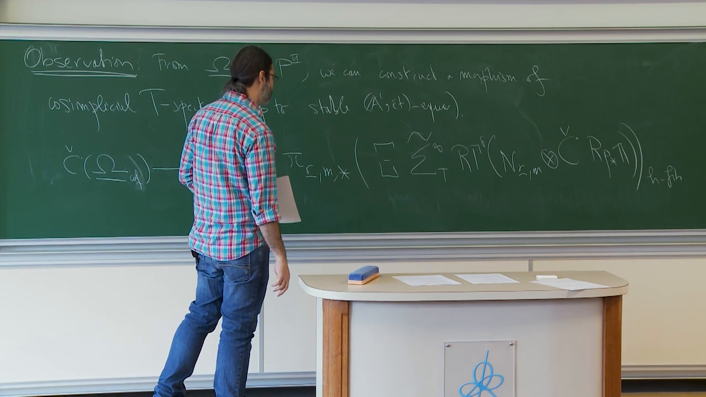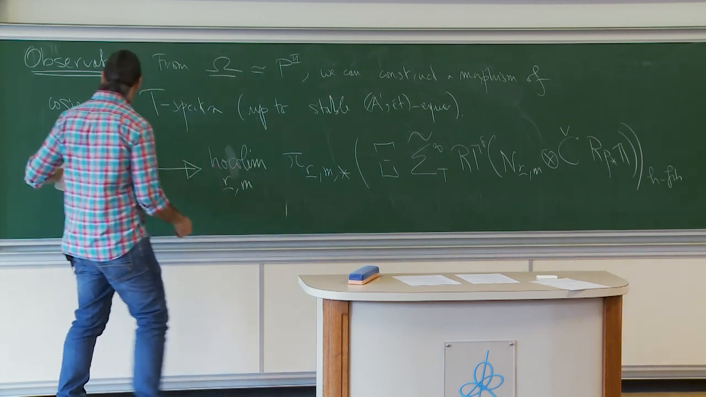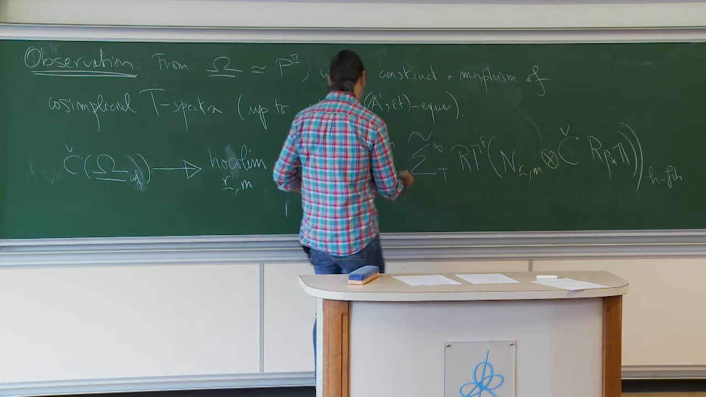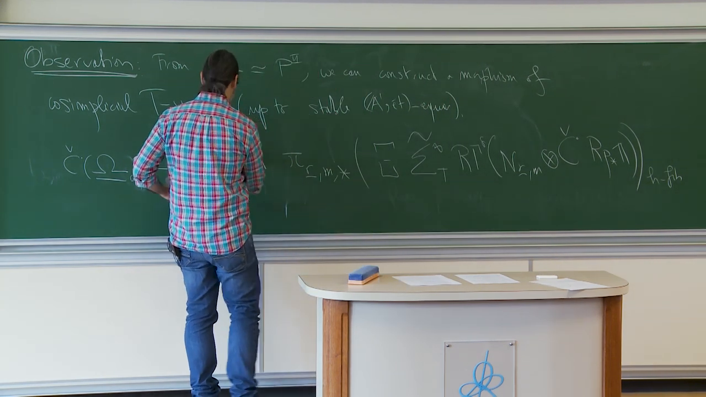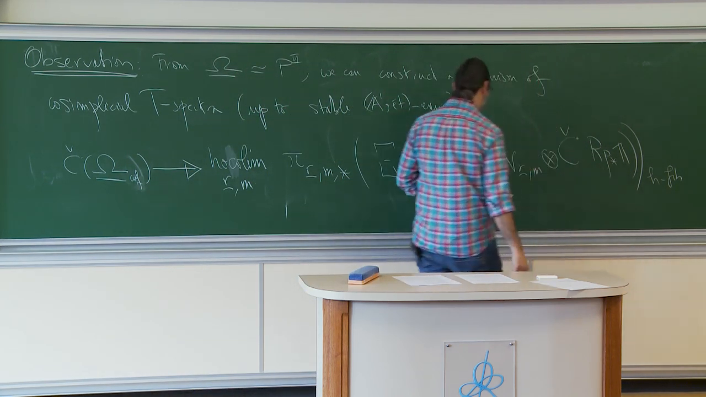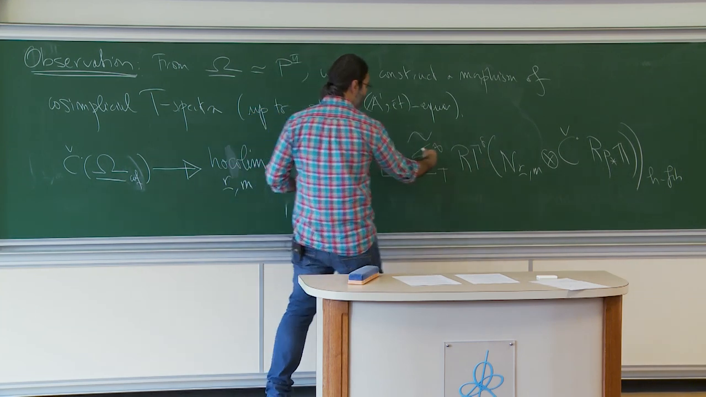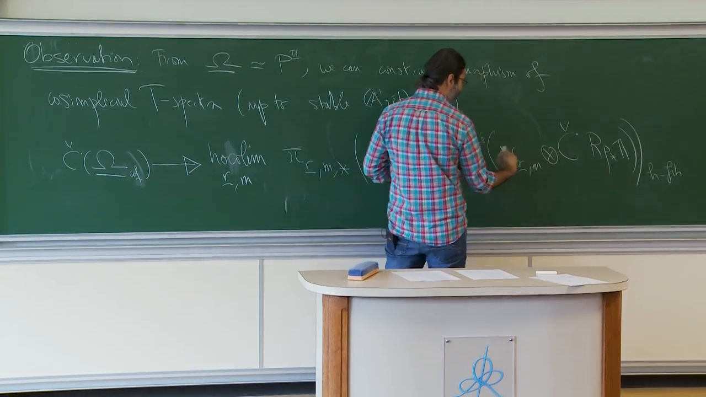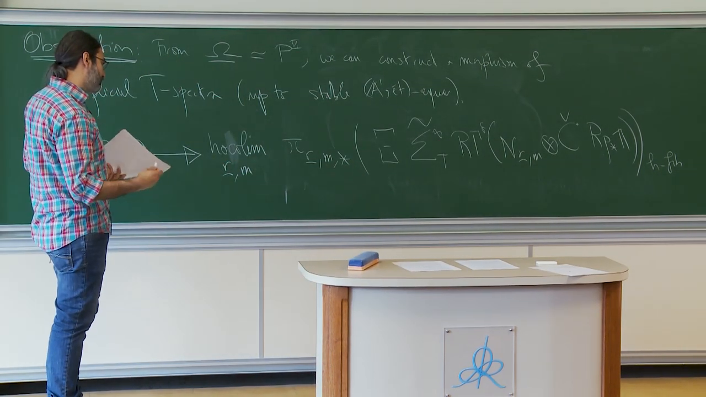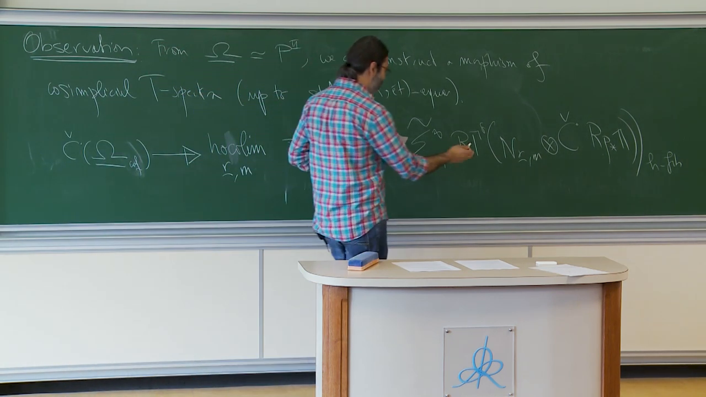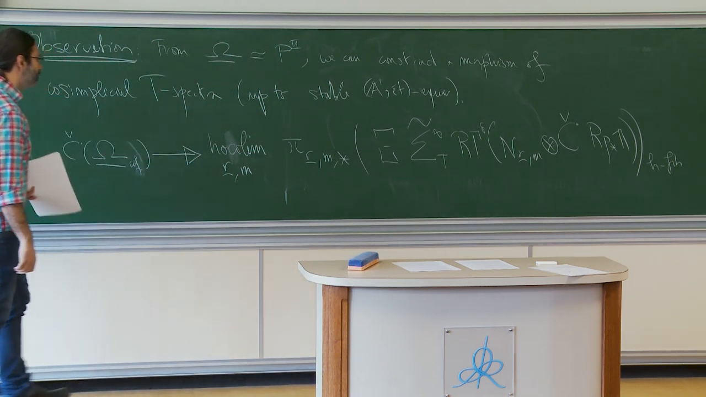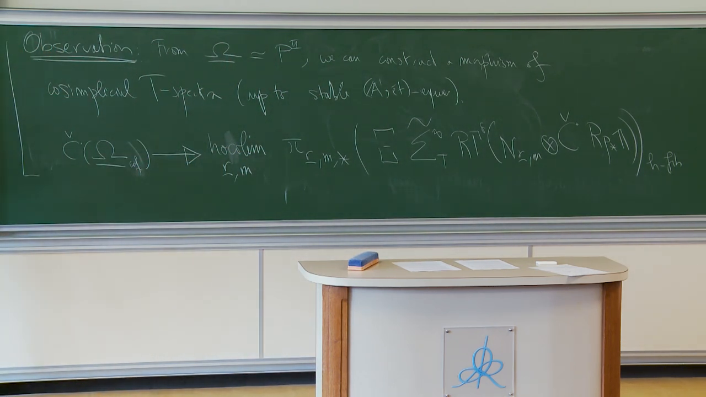Without the Čech you have this map, and then you have to show that the Čech, if you put it here, can be moved up to here. This is possible because all the functors are pseudo-monoidal. They are monoidal in the right sense, and this is what's happening here. Okay, so this is the observation.